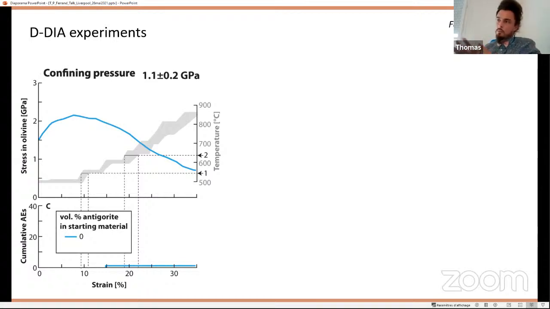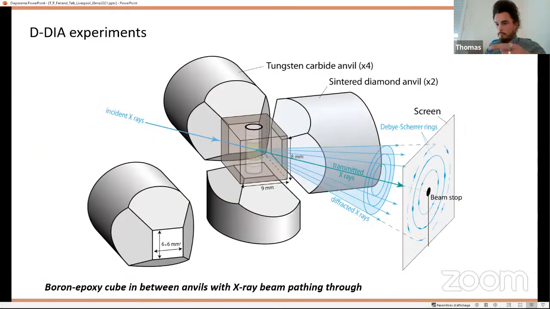So these are the results for a confining pressure of 1.1 GPa, which means the beginning of the lower Wadati-Benioff plane, around 40 kilometer depth. You have the stress as seen by olivine crystal lattice, and the cumulative acoustic emission recording as a function of strain. Because I forgot to say also that we had acoustic receivers between each of the anvils shown on this sketch.